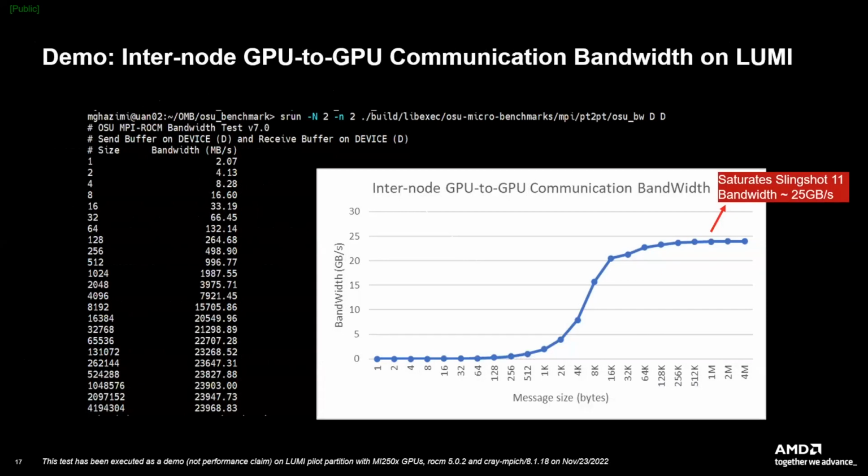In this slide, I'm showing the internode communication bandwidth. And again, I'm using the OSU micro benchmark. So I'm running with the srun command. I force it to run on 2 nodes and with 2 processes. And I'm using the OSU bandwidth test. And I'm using -d rocm to tell it that I want the communication to happen between the GPUs. And as you can see, we can achieve close to 25 gigabytes per second bandwidth, and so this is the bandwidth that a Slingshot network can provide, and this is good to know that we are getting close to what the network can provide.